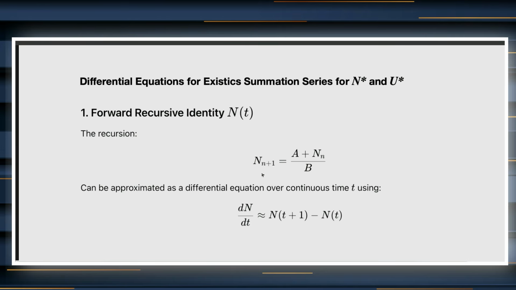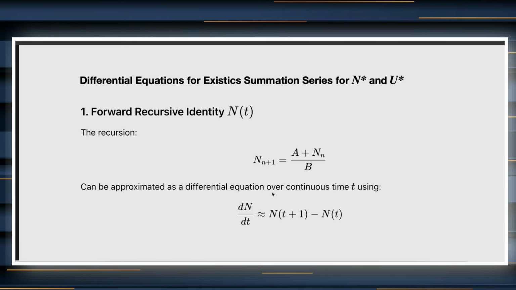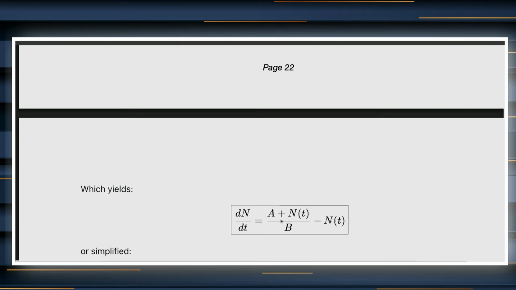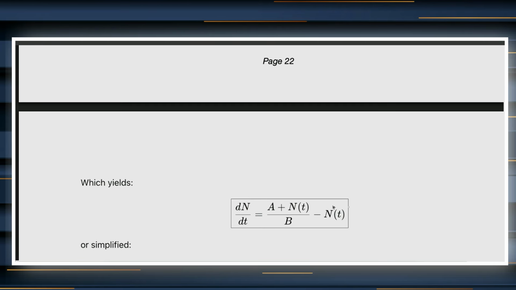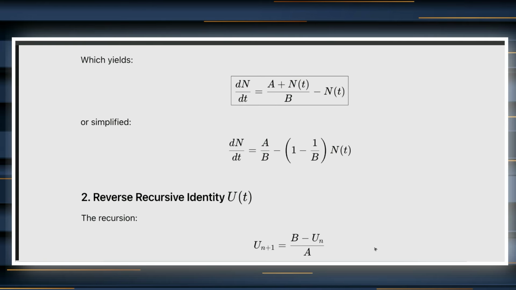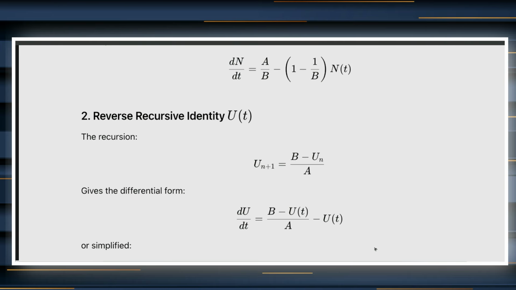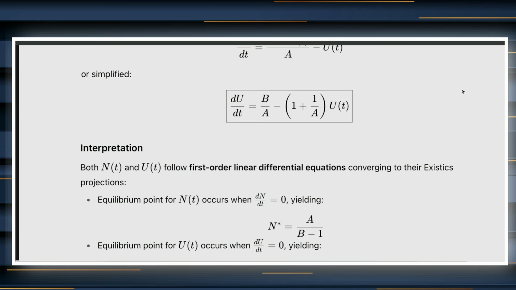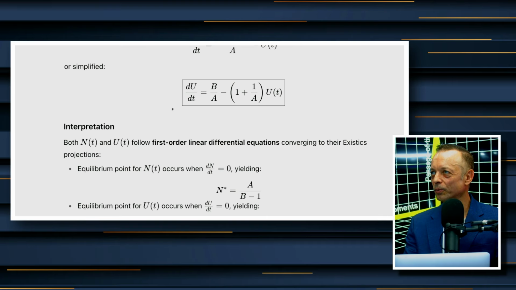So now we're going to do a differential equation for the Existics equations. We'll go ahead and take the derivative of n in relation to t. Do the same thing with u. Derivative of u with relation to t. And basically, even when you run it through a calculus formalization, you still end up coming back to the basic algebraic form.